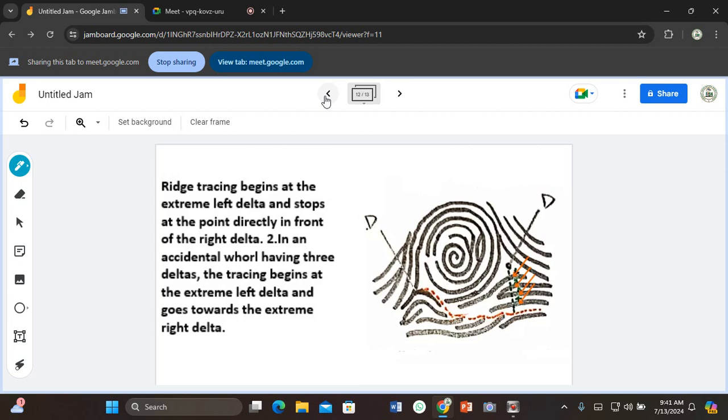The next topic is going to be on how to lift fingerprints from surfaces. Even though as a fingerprint examiner you may not go to the crime scene to lift it, you must know how to lift. The knowledge of lifting it is necessary for you.